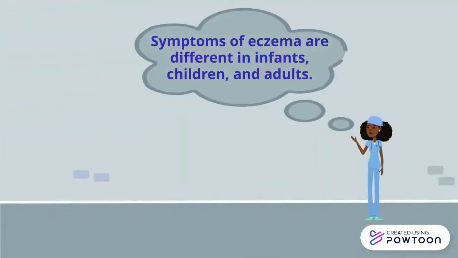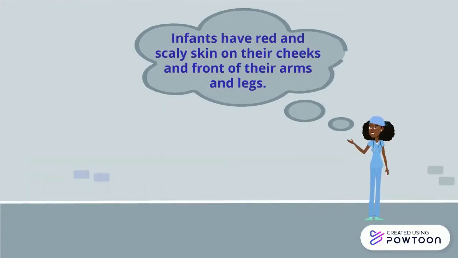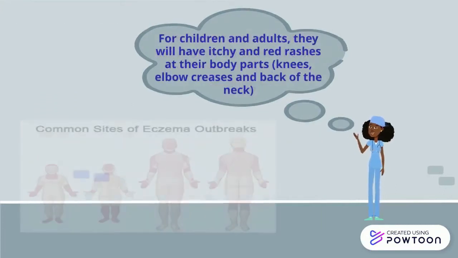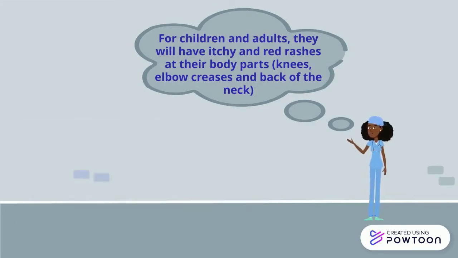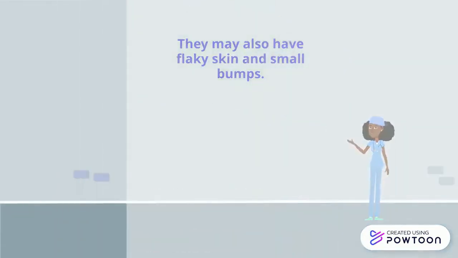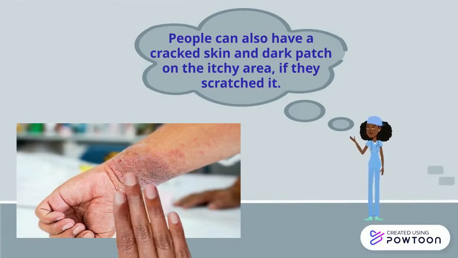Symptoms of eczema are different in infants, children, and adults. Infants have red and scaly skin on their cheeks and front of their arms and legs. Children and adults will have itchy and red rashes on body parts such as knees, elbow creases, and back of the neck. They may also have flaky skin and small bumps. People can also have cracked skin and dark patches on the itchy area if they scratch it.